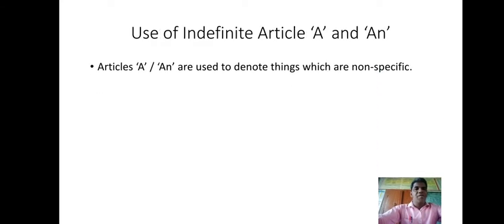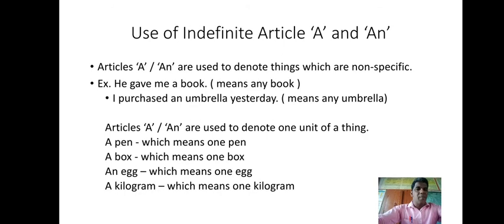So articles a and an are used to denote things which are non-specific. For example, he gave me a book. Here a book means not a particular book but any book. I purchased an umbrella yesterday. Here an umbrella means not any particular umbrella but any umbrella.